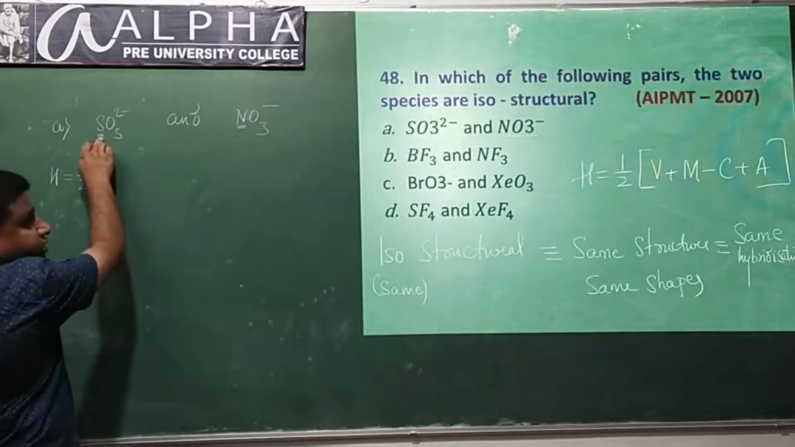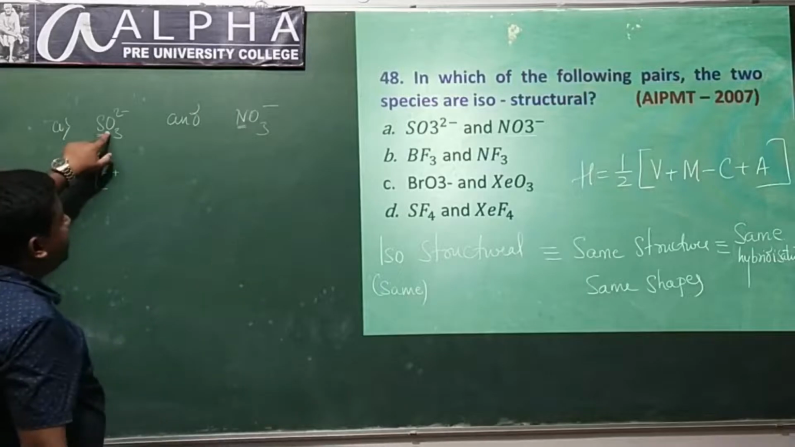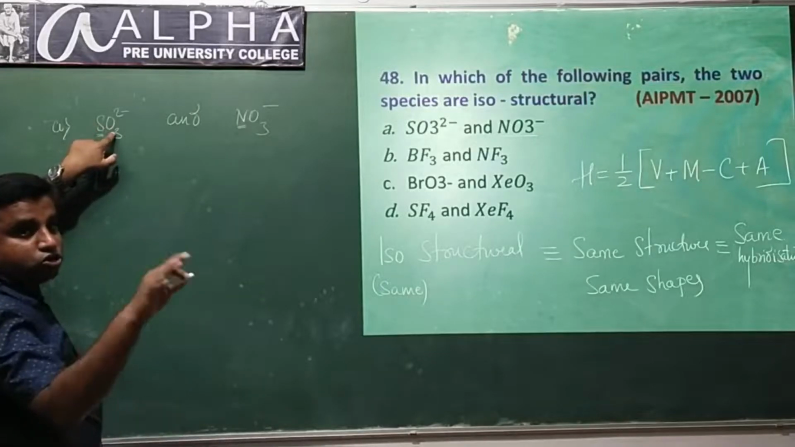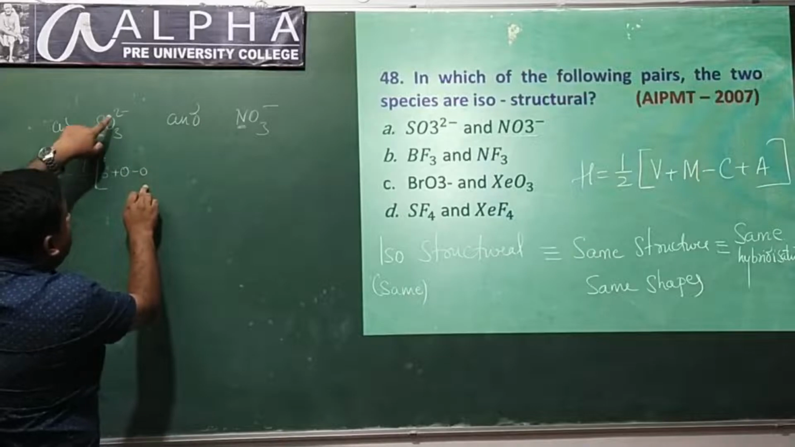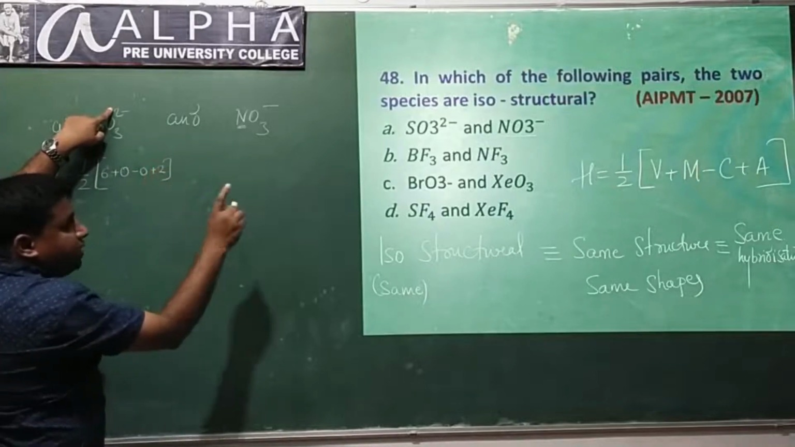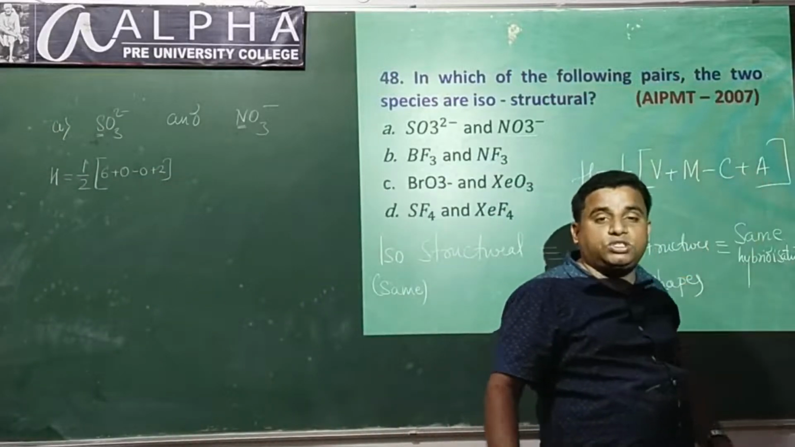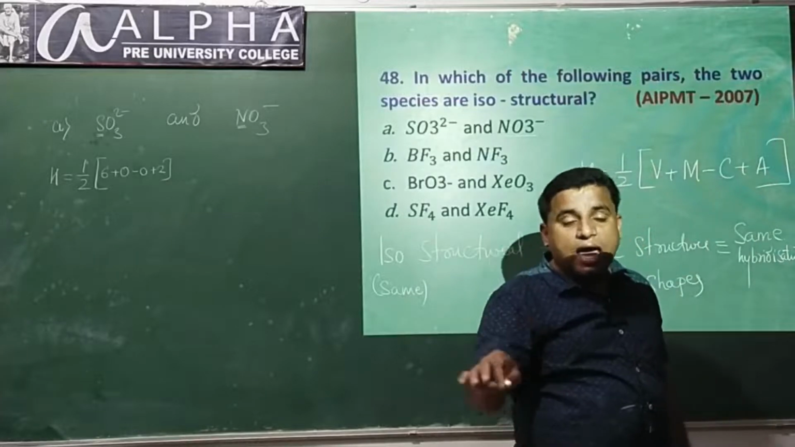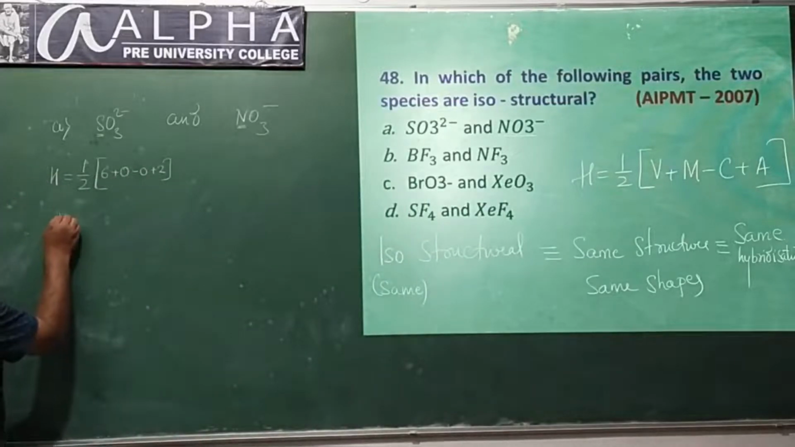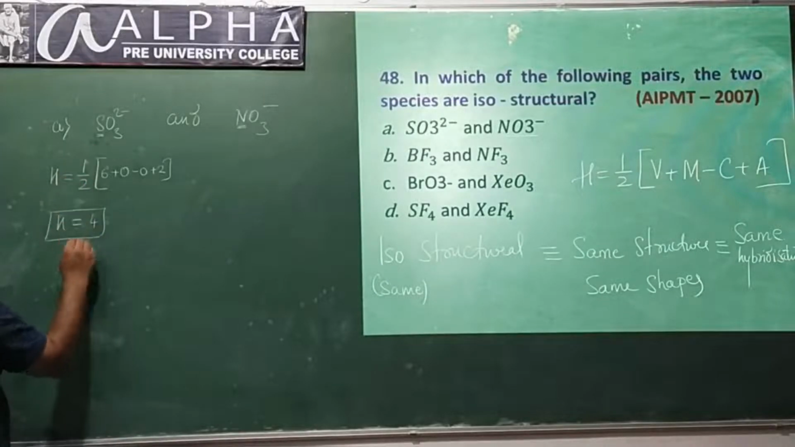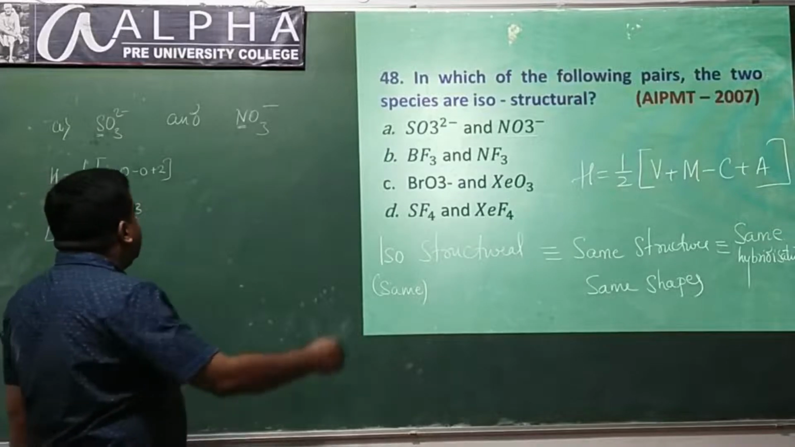Half of sulfur, 16th group, 6 valence electrons, plus M monovalent atoms. Any monovalent atoms attached to the central atom? No monovalent atoms, because oxygen is divalent, so 0. Minus positive charge, 0. But there are two negative charges, that means plus 2. C stands for positive charge, cation, A stands for negative charge, anion. So 6 plus 2 is 8. Half of 8 is 4. We are getting hybridization of 4, which means sp3, isn't it?